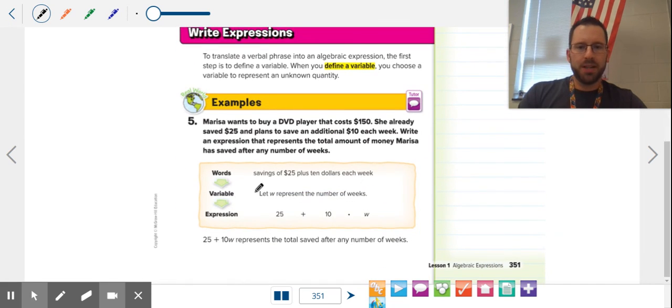Now, when we go to write the expressions, we have to take a word problem and define a variable. You usually write a variable that goes with what the expression is talking about. Here we use the variable w for weeks. $25 plus $10 each week. Each means multiply per week.